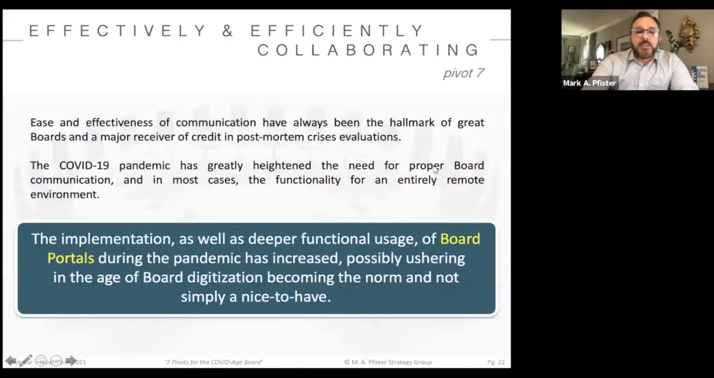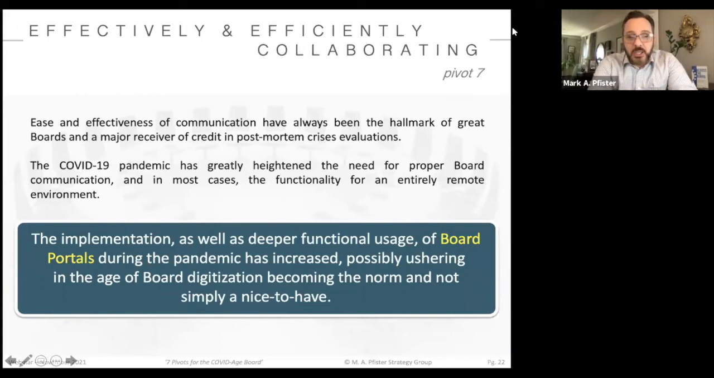All right, the ease and effectiveness of communication and the collaboration components. So this is another area as it relates to the pivots in the boardroom. This is pivot number 7. This ease and effectiveness of communication has always been the hallmark of great boards. It's one of the first things I look for in the boards that I'm either assisting or consulting with, or helping to rebuild, or doing assessments with. I look for what is the level of communication, not just on a one-on-one basis, but offline or remote.